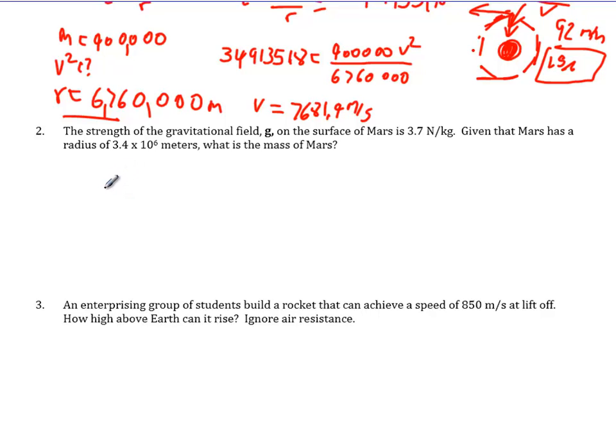It's really, really moving. Alright, number 2, this is a much simpler problem. The strength of the gravitational field, G. When you see it bolded like that, it's to distinguish it from the acceleration due to gravity, although they're technically the same thing. The acceleration due to a central body's gravity and the strength of the gravitational field are the same thing. Newtons per kilogram are meters per second squared, so one can be used for the other.